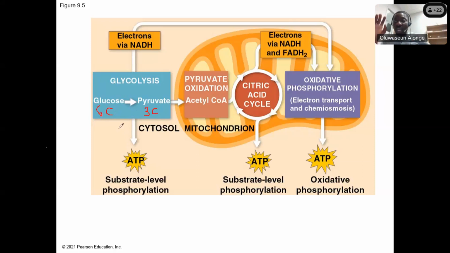So there are 6 carbons inside glucose. So what happened here is simply that the 6 carbon was split into 2 pyruvate. So 6 carbon was broken down into 2 3Cs, 3 carbon. That is what happened in the first stage.